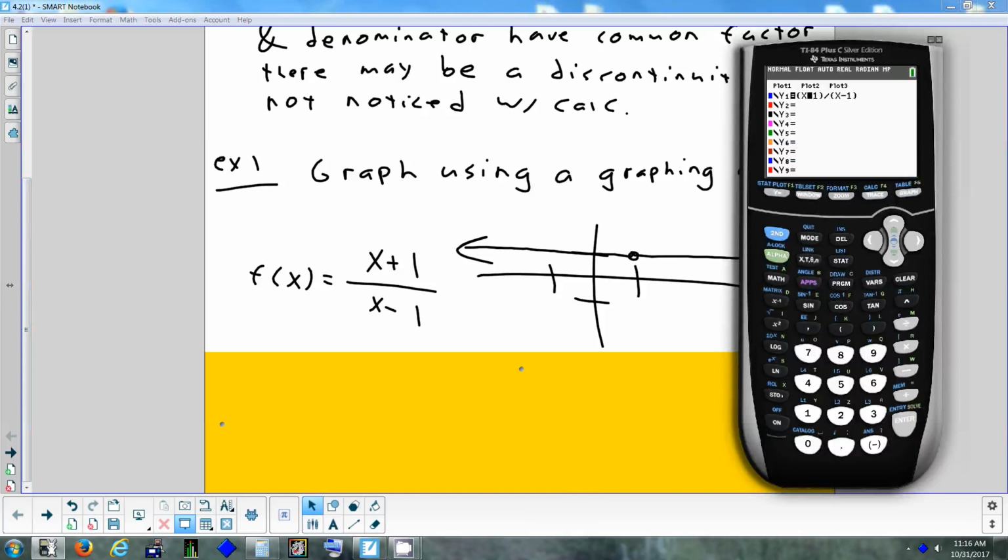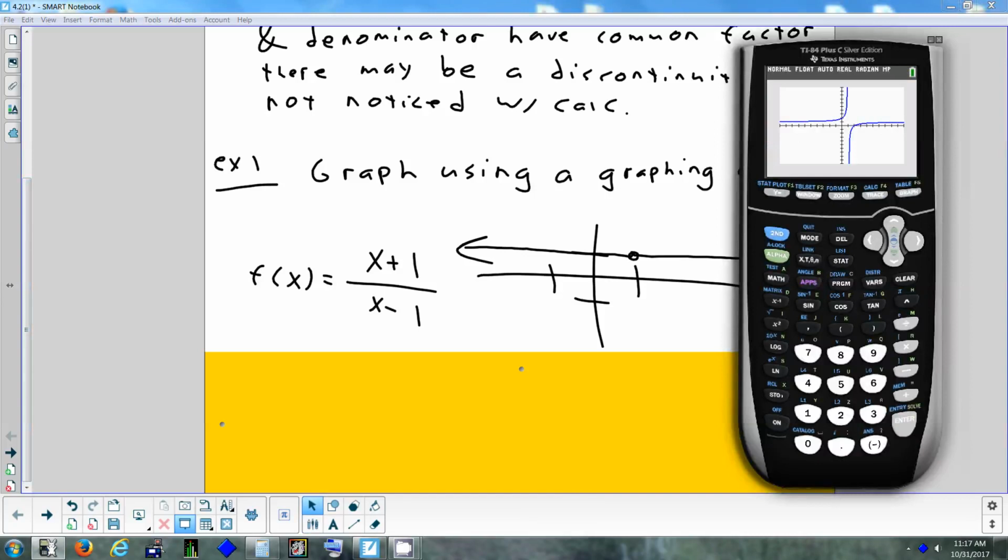Okay, so you could change pretty much anything here. If you made that a minus 2, then you'd have the same thing. You would have a vertical asymptote, because now the numerator and denominator do not have a common factor. So it starts off looking the same, but then look what happens near 1. Okay, vertical asymptote.